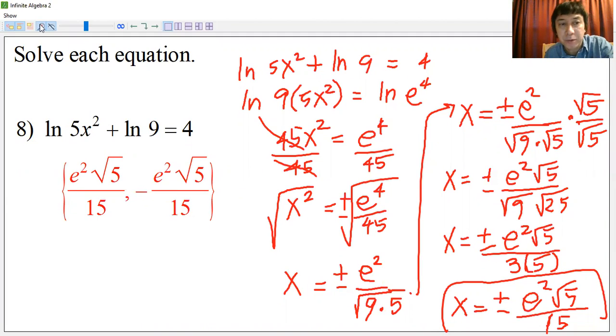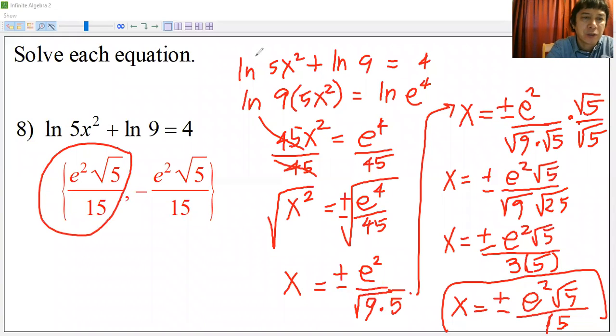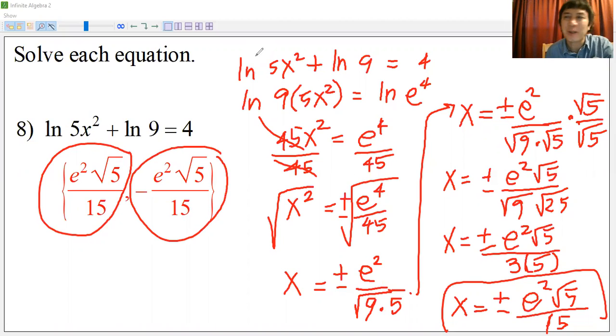So the answer from the computer is e squared square root of 5 over 15. And that's the positive, okay? And we have the other one after the comma, okay? After the comma, there, all right? We have negative e squared square root of 5 over 15. That means plus or minus, okay? Plus or minus. So you can see there are two. This is represented by our positive answer, and this is represented by our negative answer. Remember, our answer is plus or minus, okay? So that takes care of both of them. That goes to our number 8.